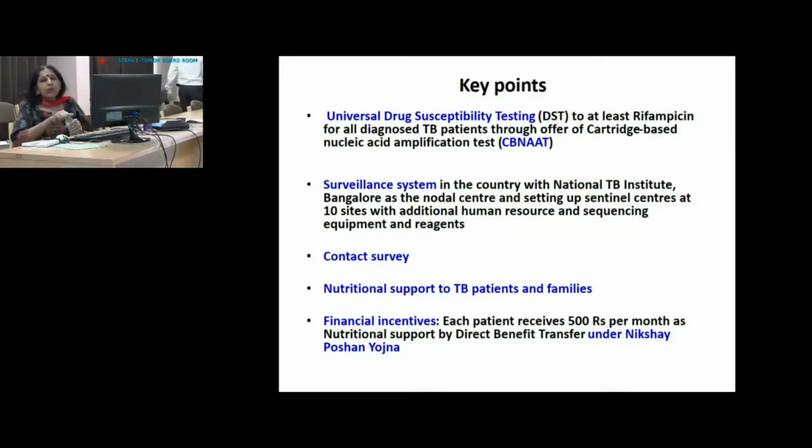Nutritional support is given to TB patients under Nikshay Poshan Yojana. Every patient of TB receives 500 per month directly into their bank account. So the person is getting, for 6 months of treatment, 3,000 rupees.